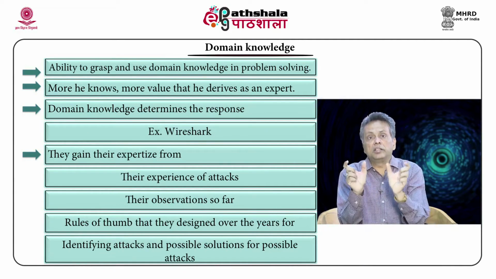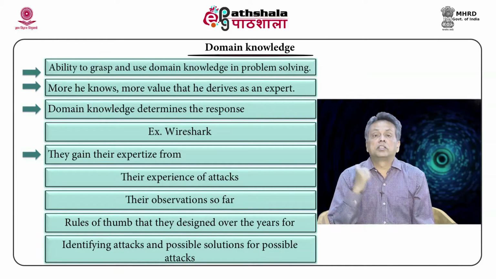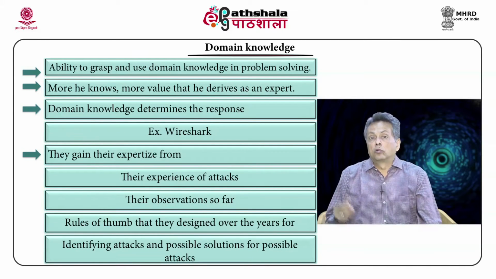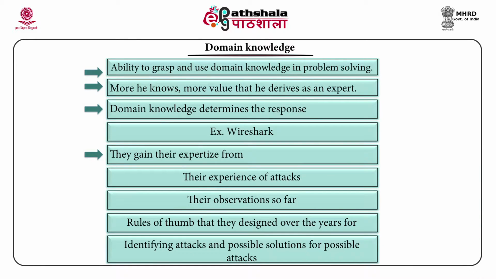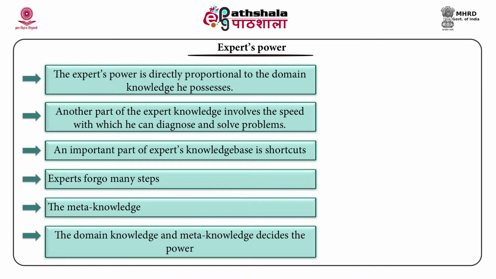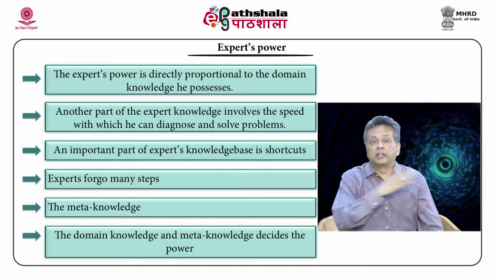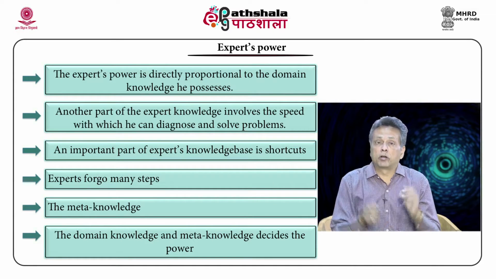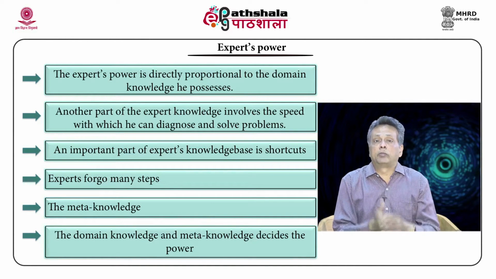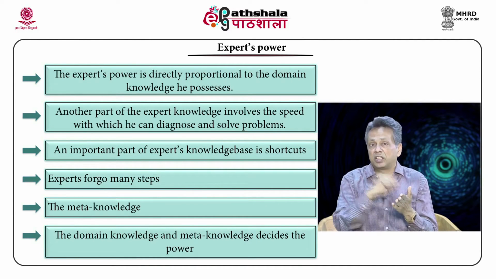So, when he says that yes, this is an attack, we will find out that this is an attack. Those things are not available to us, and how did he learn that? Because he has that experience. Those things differentiate experts from others, and if you want to build a good expert system, we will need to have that domain knowledge, and expert power, as I said, is derived from that knowledge. Experts forego many steps because they have that domain knowledge and that meta knowledge, and using that meta knowledge they can skip many steps.